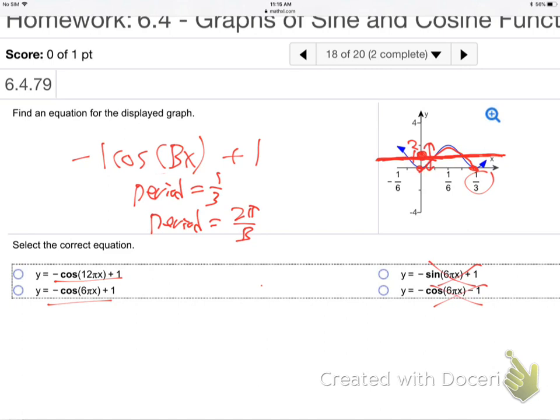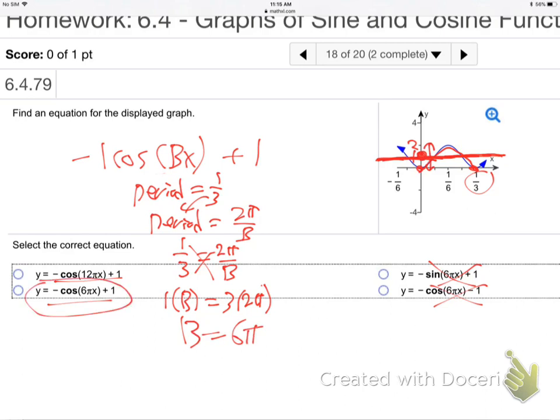So period's 1/3. Put the 1/3 in there. 1/3 is 2 pi over b. Diagonal, diagonal. 1 times b is 3 times 2 pi. B is 6 pi. So there it is. My guessing skill would have failed me on that one. Questions on that one? Is that making sense now? So it's all about, when they've been shifted, finding that new midline and doing everything relative to that midline.